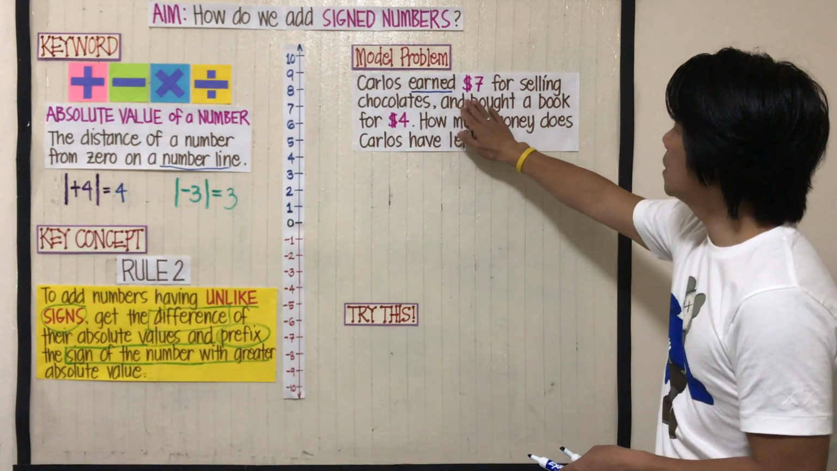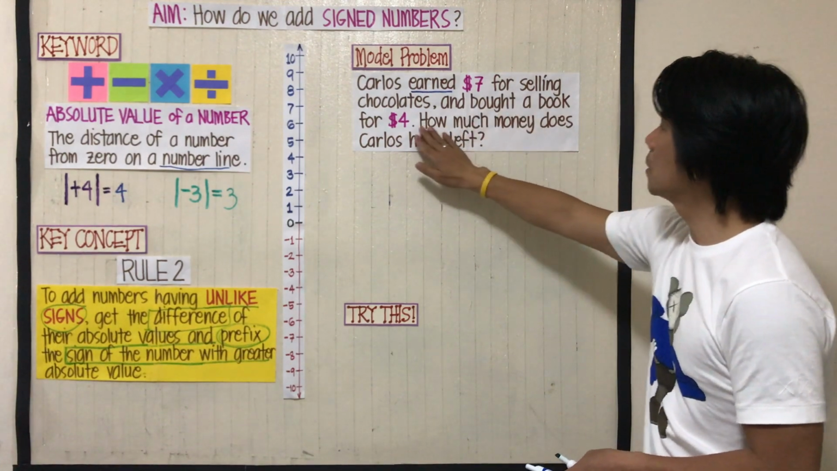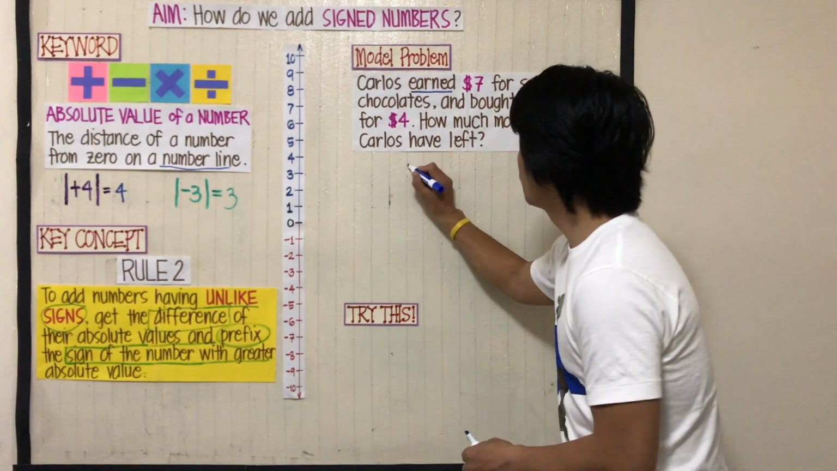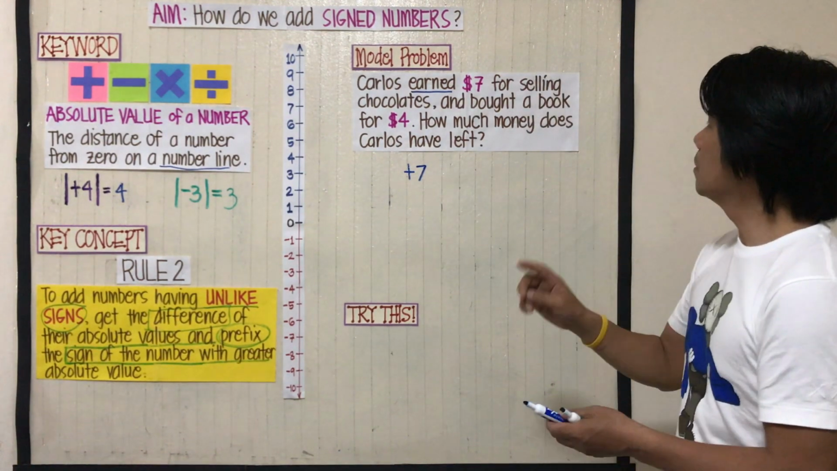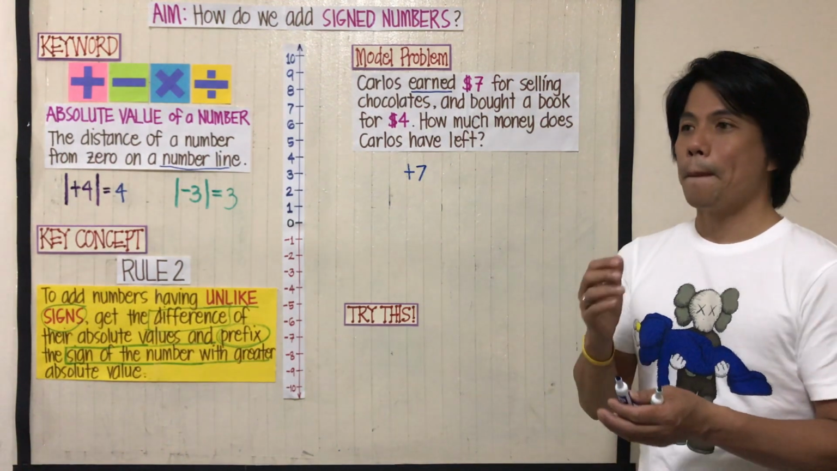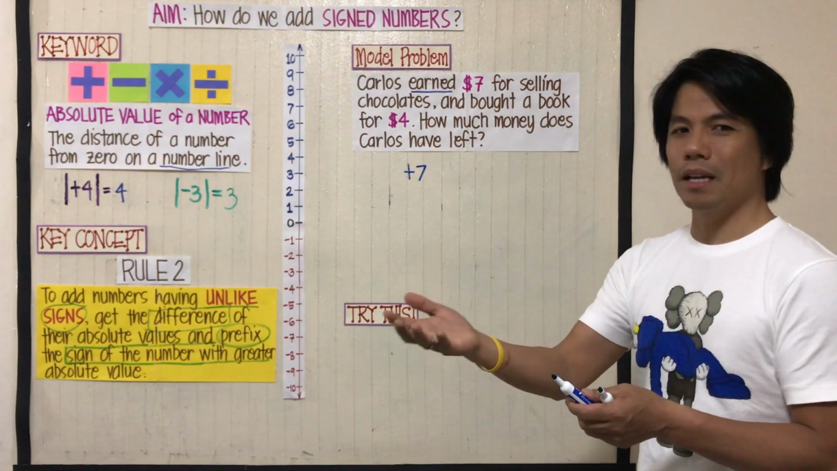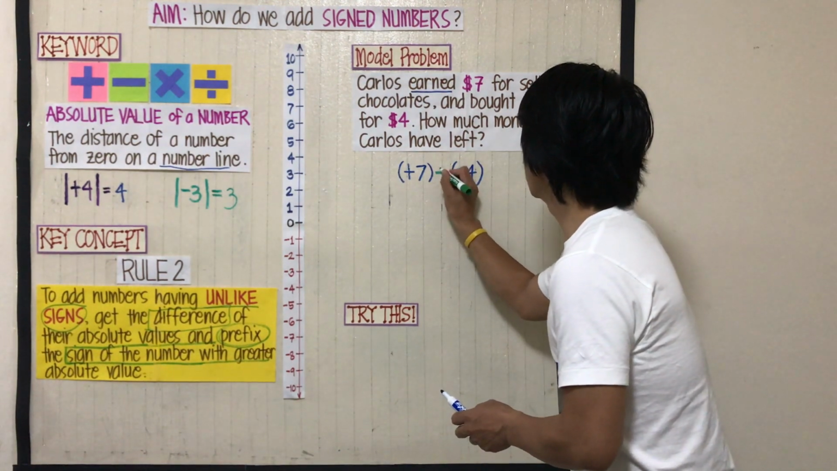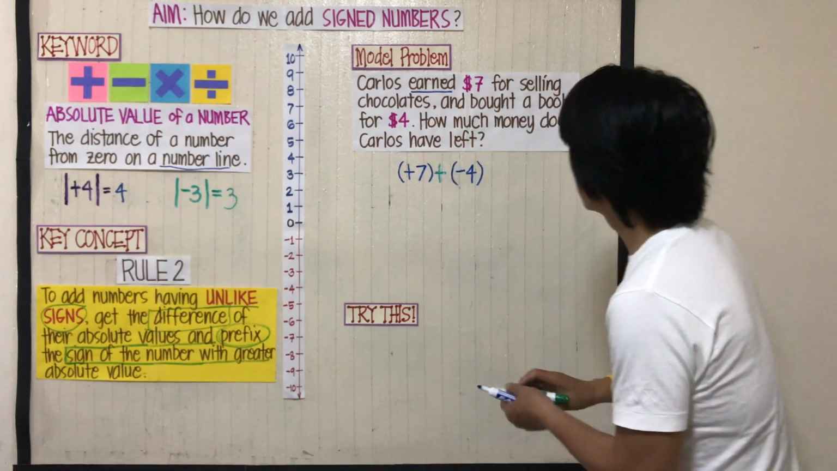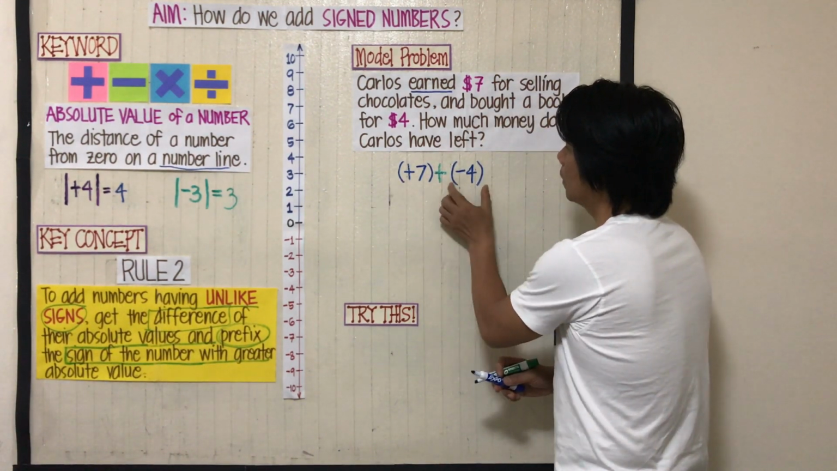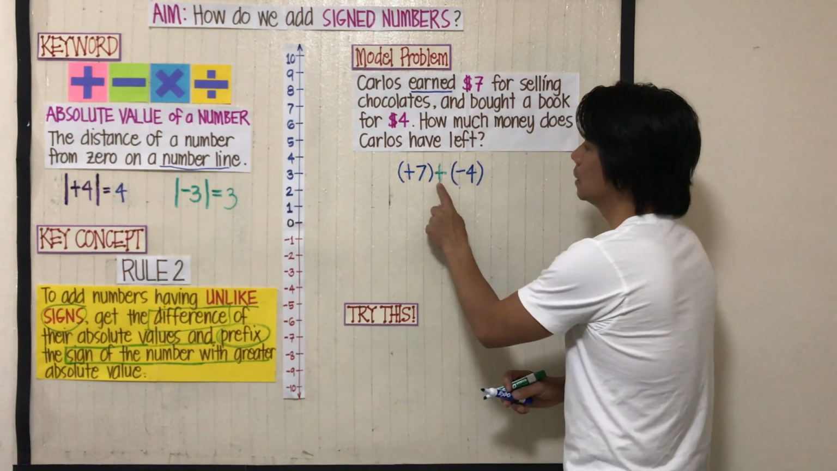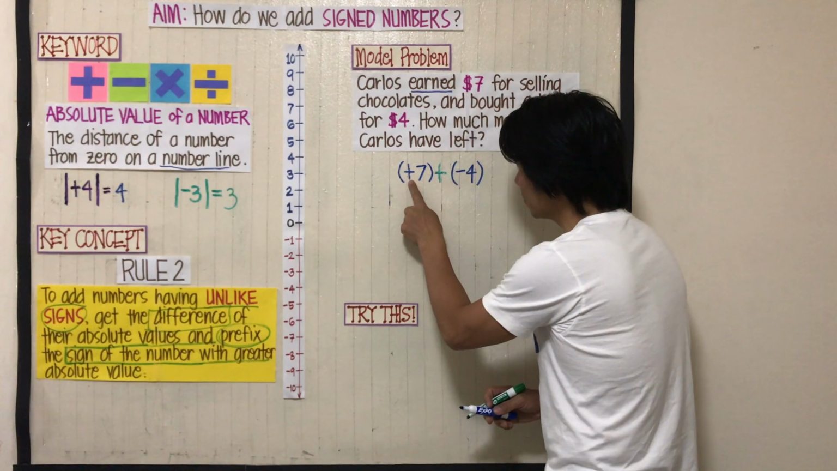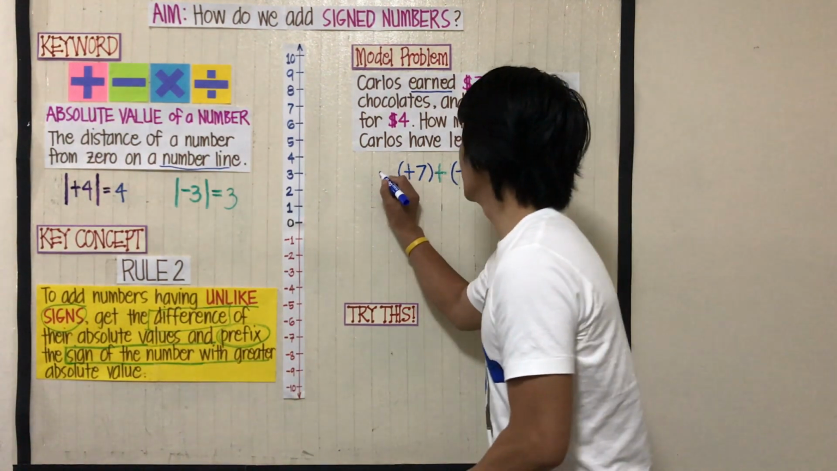It says Carlos earned $7 for selling chocolates and bought a book for $4. How much money does Carlos have left? Since Carlos earned, that's positive, so he earned $7 and then bought a book for $4. Don't get me wrong, buying books is good, but since we're spending money, we consider that as a negative in this particular case. So we're adding this up. The reason why we have parentheses around these two numbers is because we want to distinguish the addition symbol from the sign of that number. So this is negative, that's plus, and that's positive. Is that clear? Okay, now let's go back to the rule.